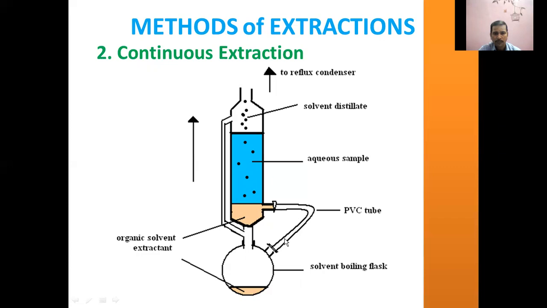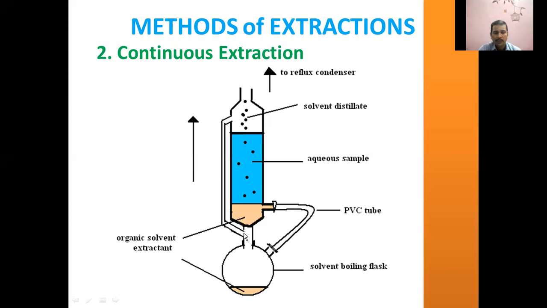Here is a stopper. We can make use of the stopper to release the organic solvent or not to release the organic solvent. All right. This is a simple instrument, simple equipment. Consider the solvent reservoir. The solvent reservoir is containing the solvent.